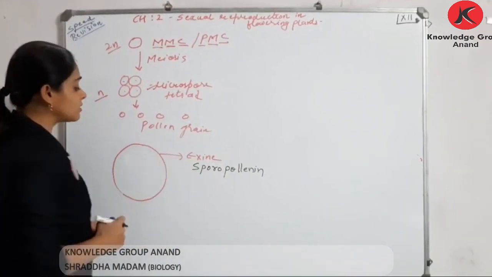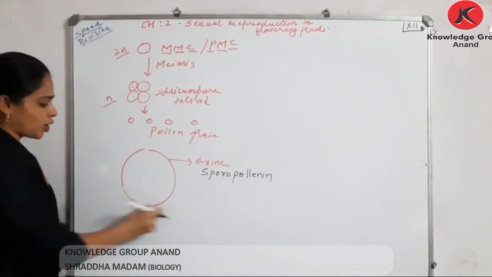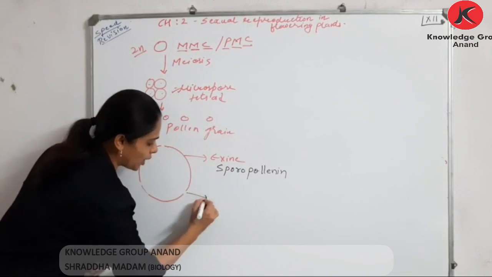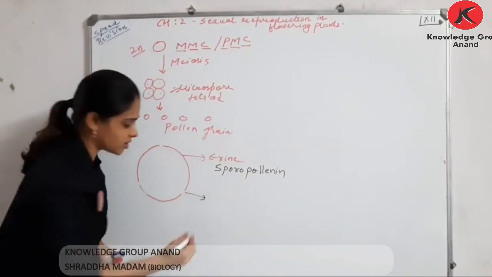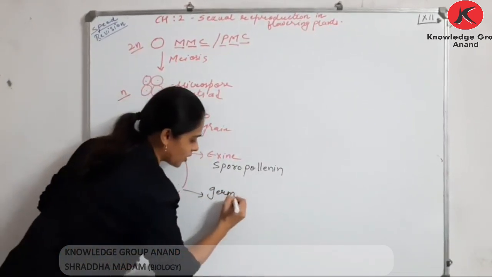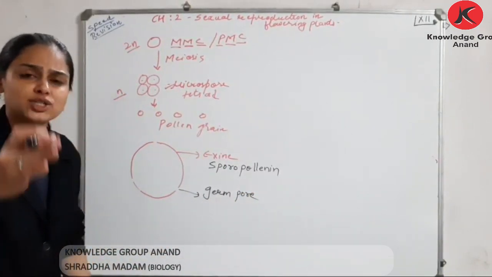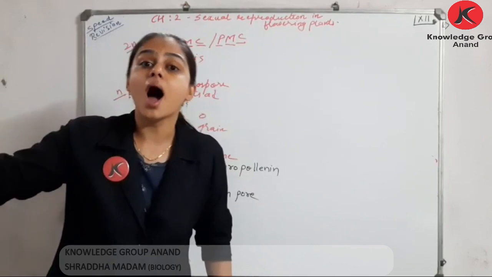One more important thing, the region without sporopollenin, as you can see over here, is called as your germ pore. What is the purpose of this germ pore? Through which your pollen tube is going to come out.